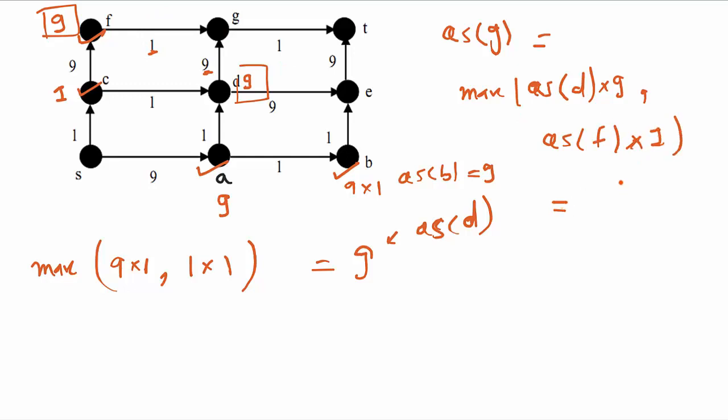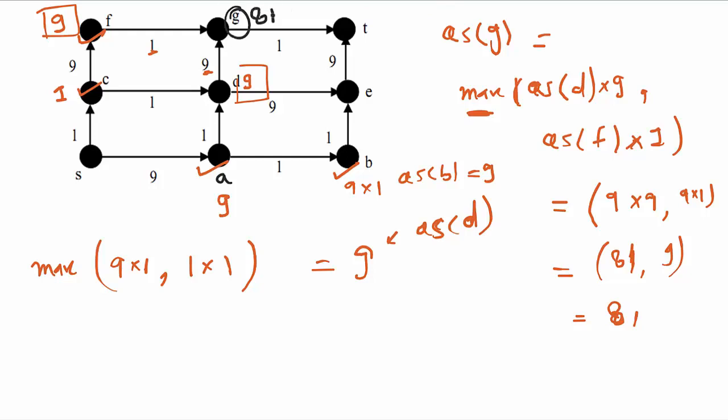So I can easily compute it. The quality score of D is 9, into 9, comma, the quality score of F, which is 9, into 1, which is nothing but 81, comma, 9. The maximum is 81, because I need to take the max. So 81 is the quality score of G.